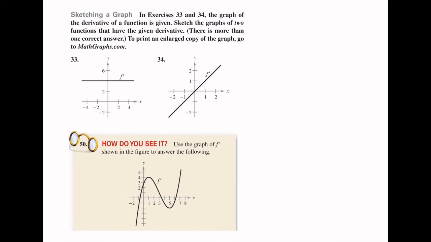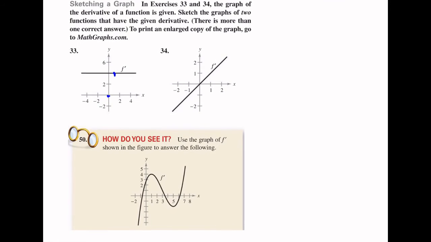Okay. This is a neat thing to think about, and we might be able to get to this in class and collaborate. They just want you to sketch graphs of functions that have the given derivative. So if you had a derivative, say, of 4, what would always have a derivative of 4? Well, a line that has a slope of 4, right? So I could go through the origin and go up 4 over 1.